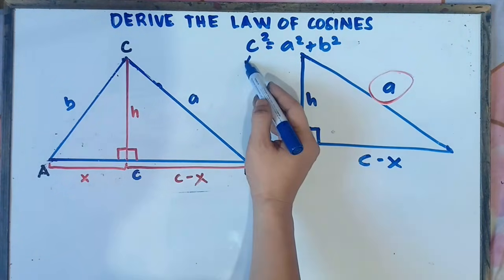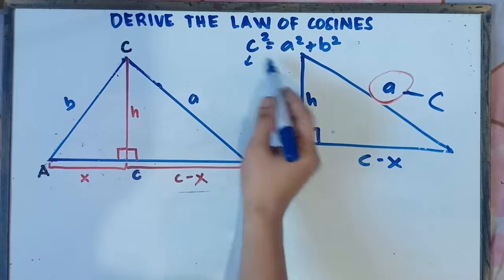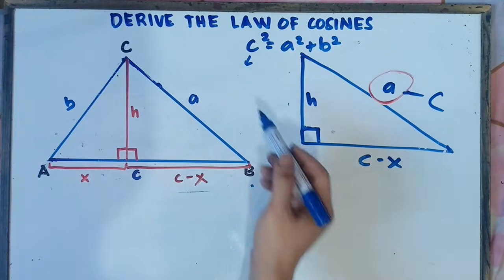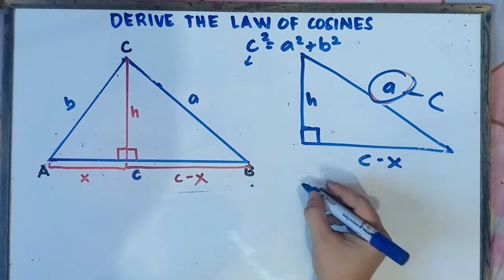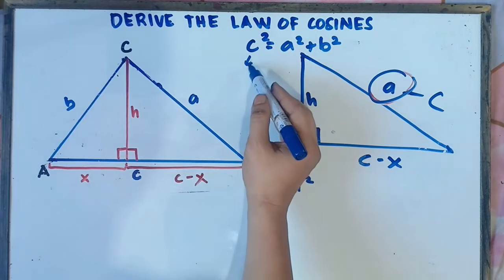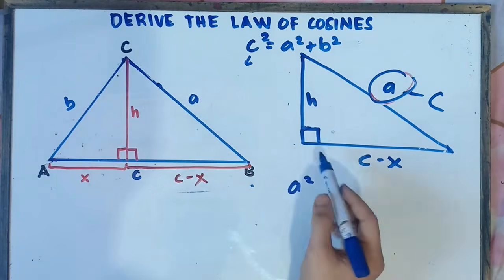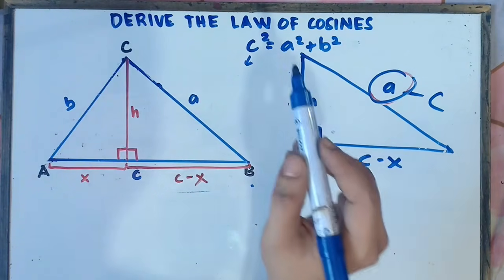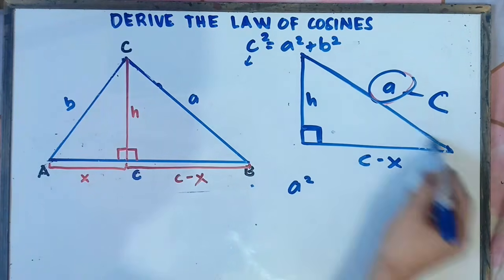C is always the hypotenuse. So therefore, this will be C, because C is always the longest side. So therefore, A right here is the hypotenuse, and it should be A squared. Once again, class, you can always use the Pythagorean theorem if the triangle is a right triangle. So C squared is equal to A squared plus B squared. This one right here is the longest side.